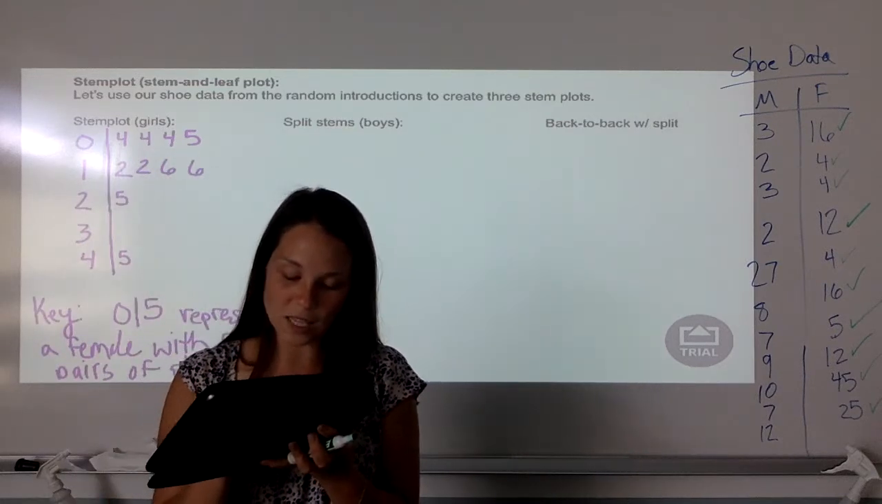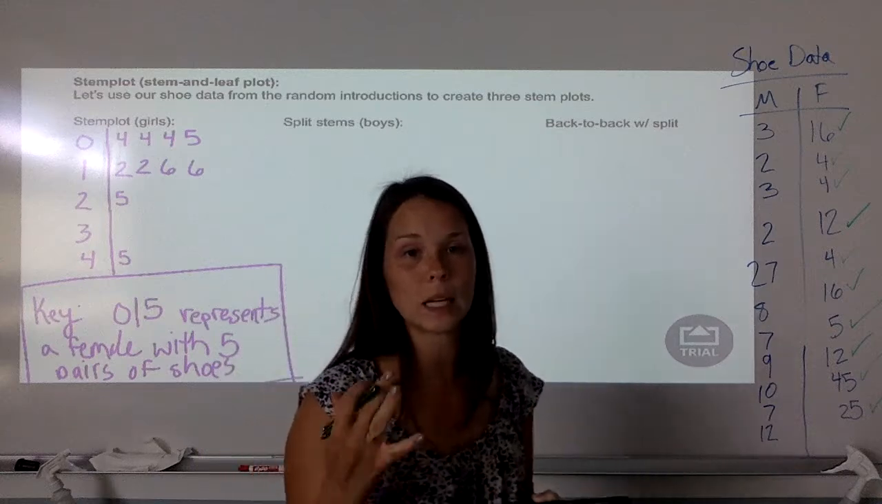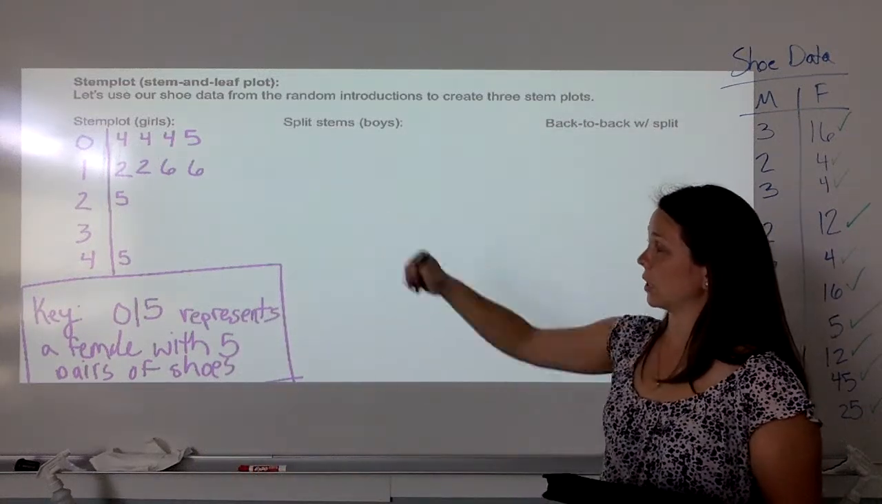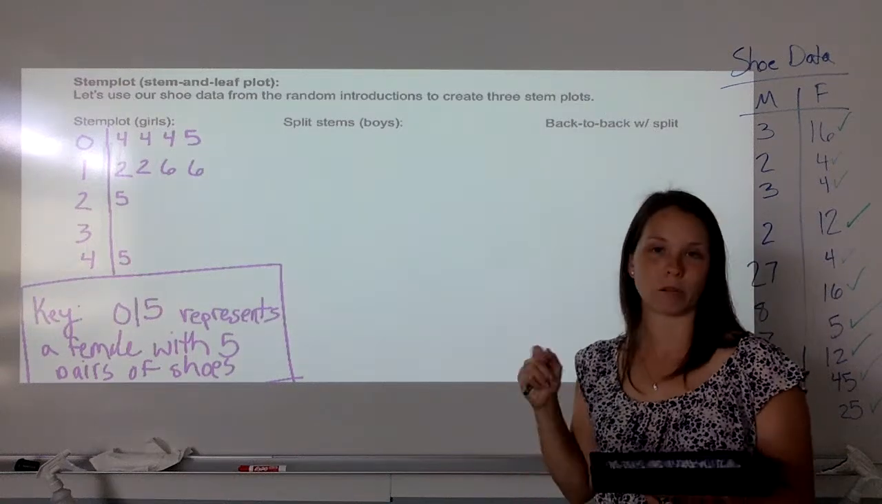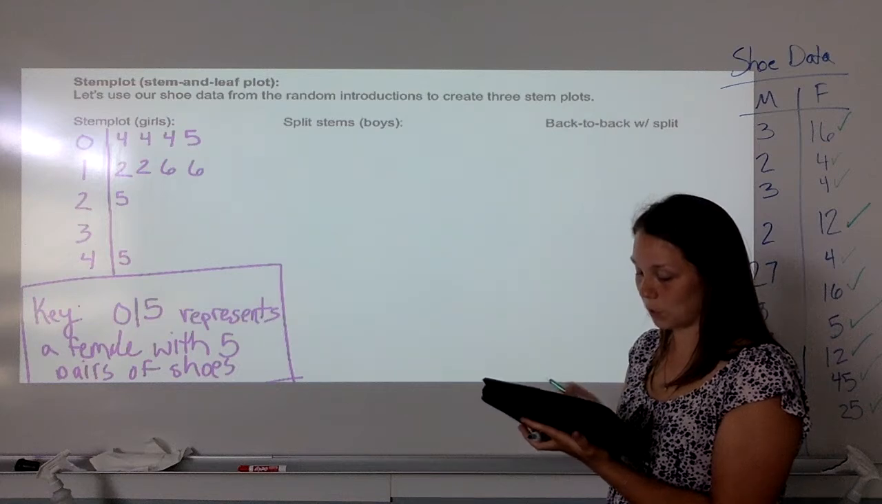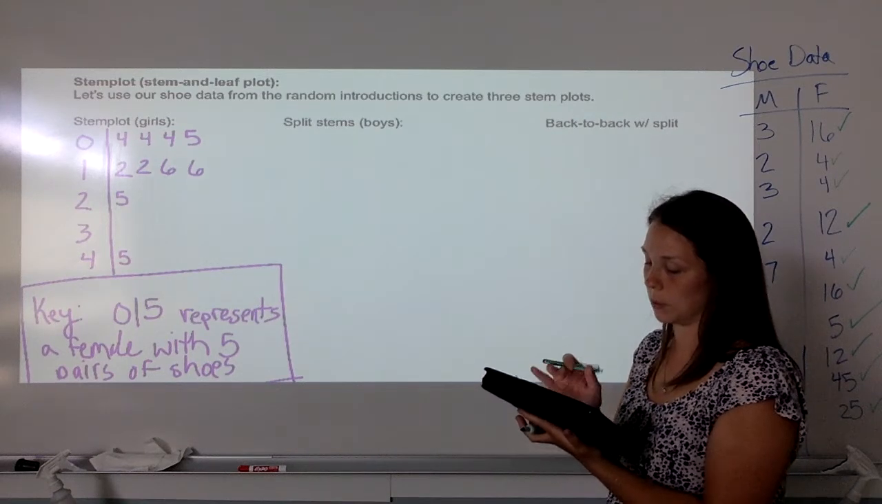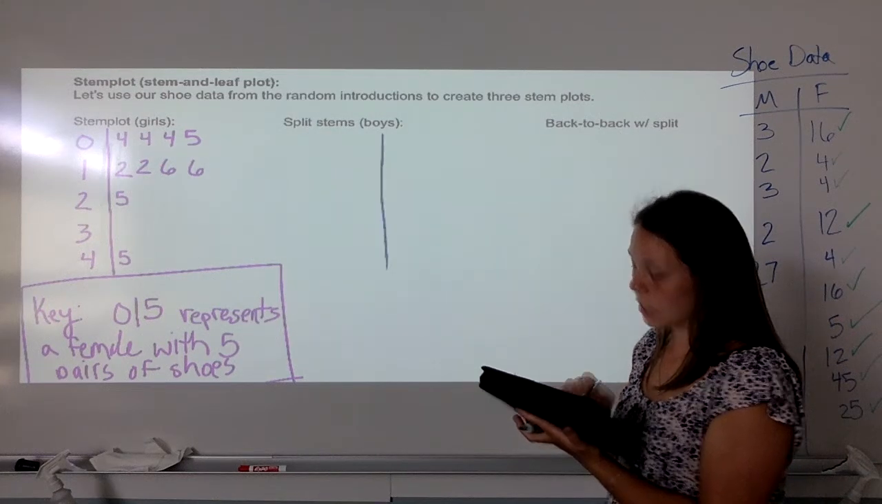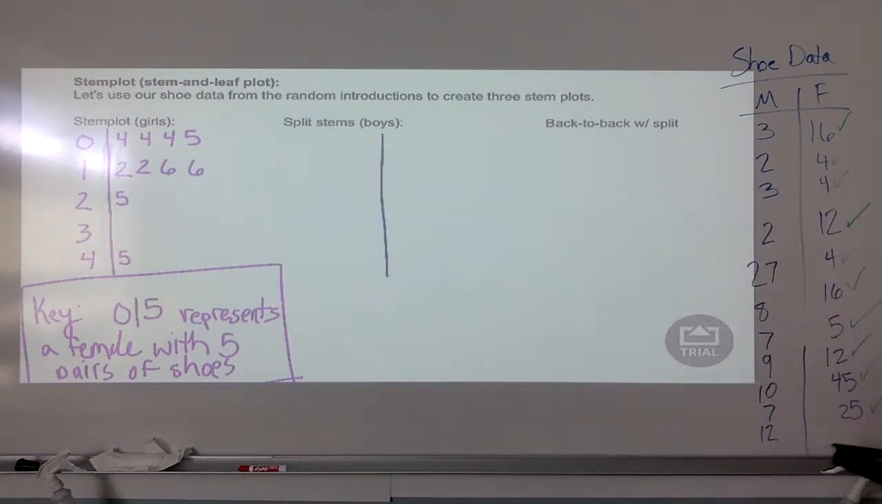So I'm giving a little bit of context, and I'm making sure that the person reading this stem plot knows what we can interpret these numbers as, whole numbers, decimals, or whatever it may be. All right, so the next thing we're going to go into is called a split stem plot. So we're going to do a split stem plot for the boys. It's going to look very similar, but it's split.